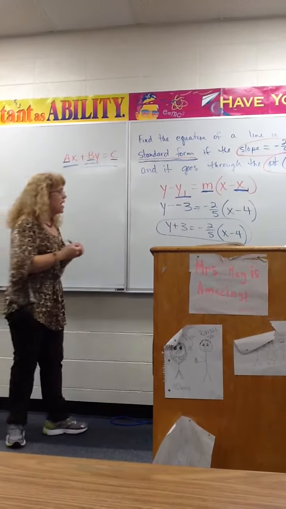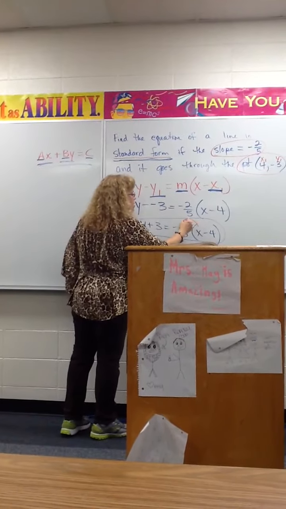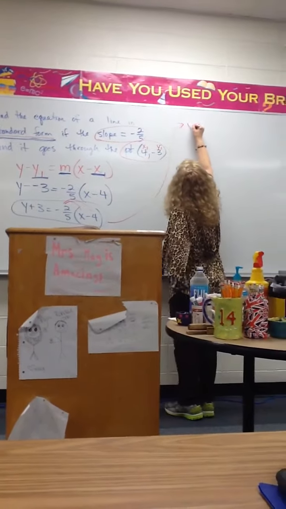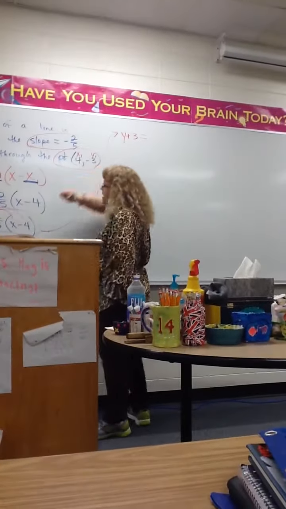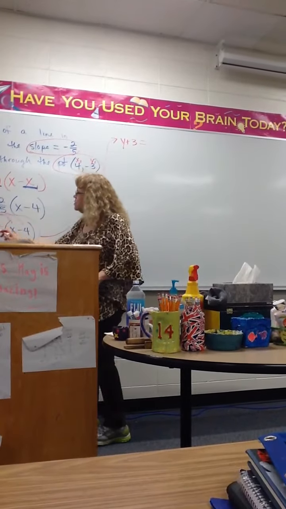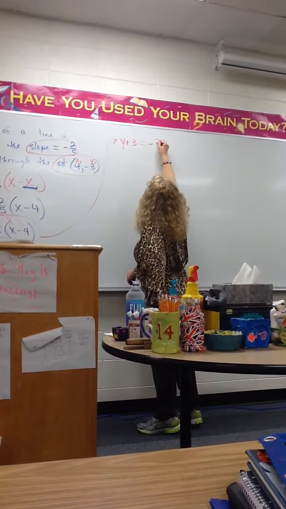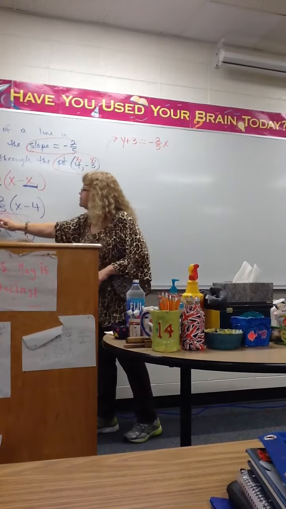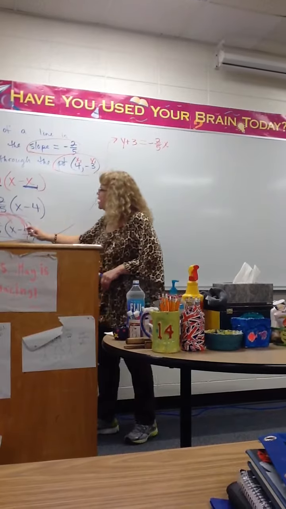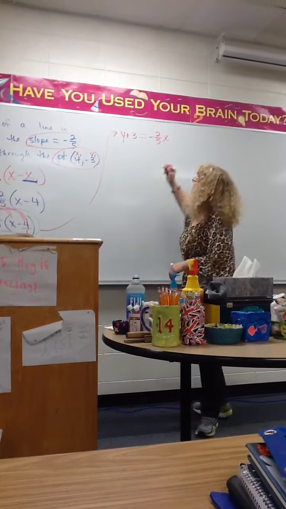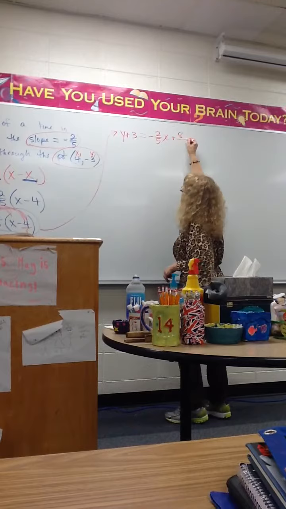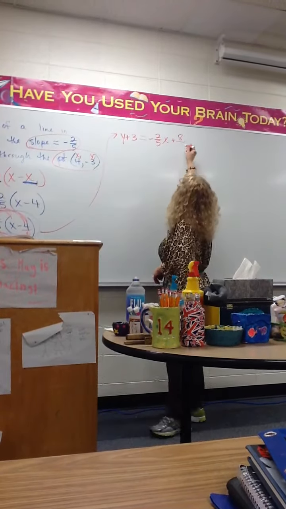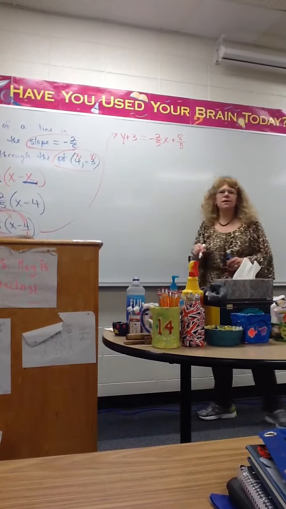Distribute the 2/5. That's how I would start. Distribute this. So leave the left side alone. y plus 3 equals, here, that's just going to be -2/5 x, right? If I put a 1 under this, top times top, what's -2 times -4? +8 over 5 times 1. So I would start by distributing.